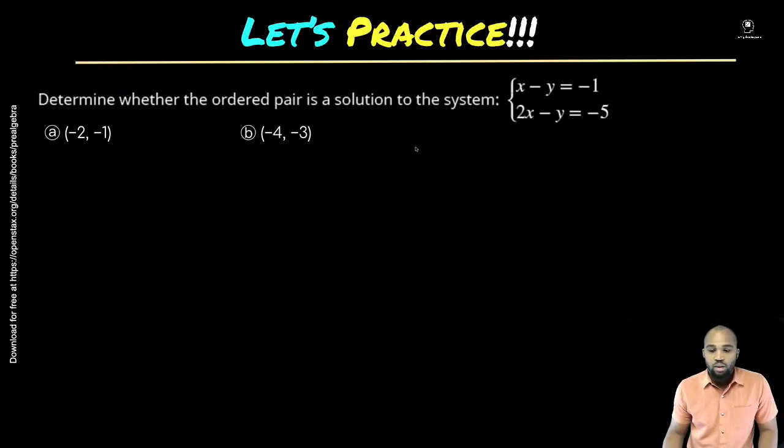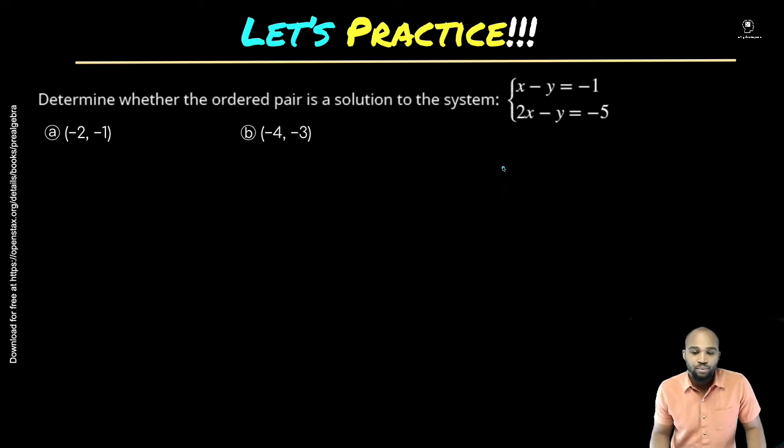All right, so if we check for this one in practice, would these be solutions to the system? Which one, if any? Pause it here and see if you can work this out by yourself.